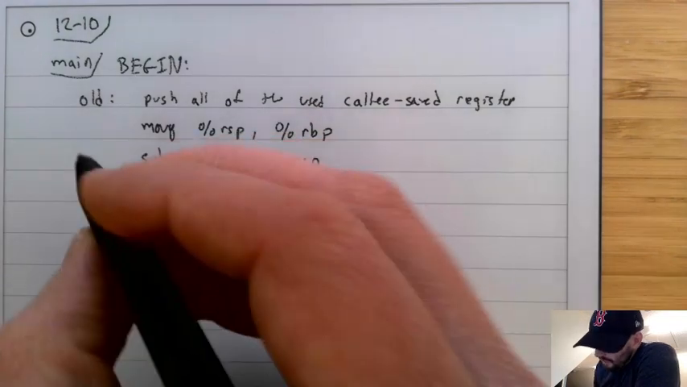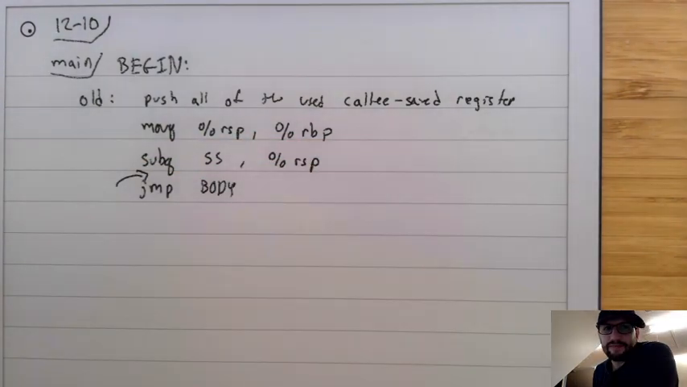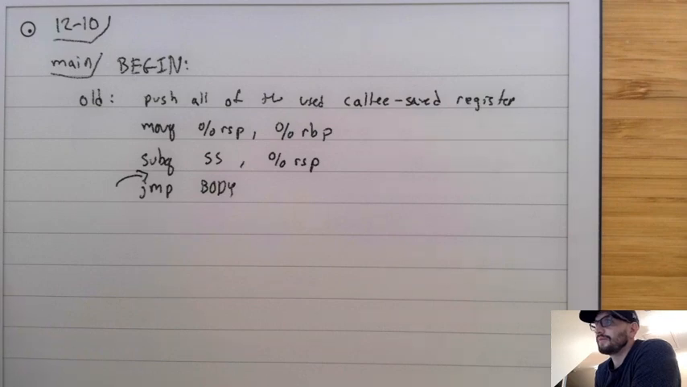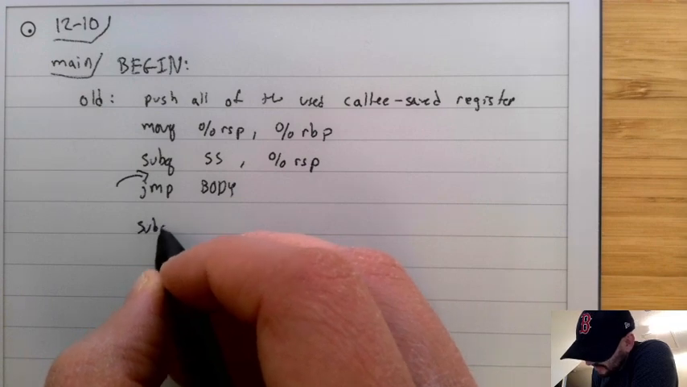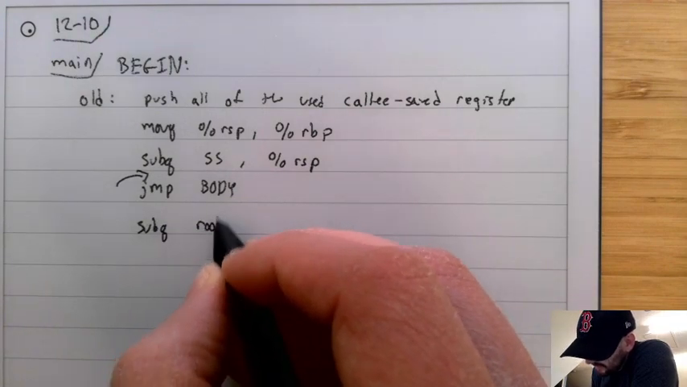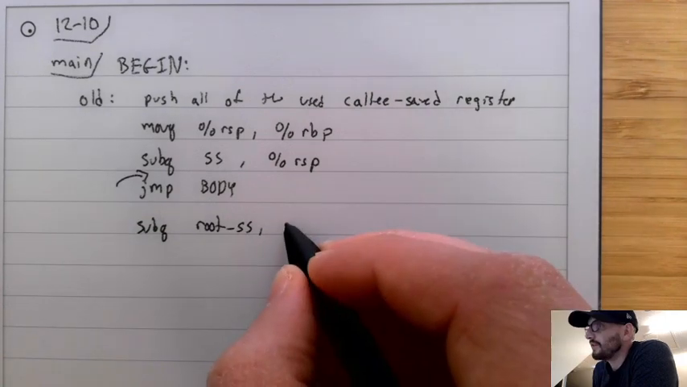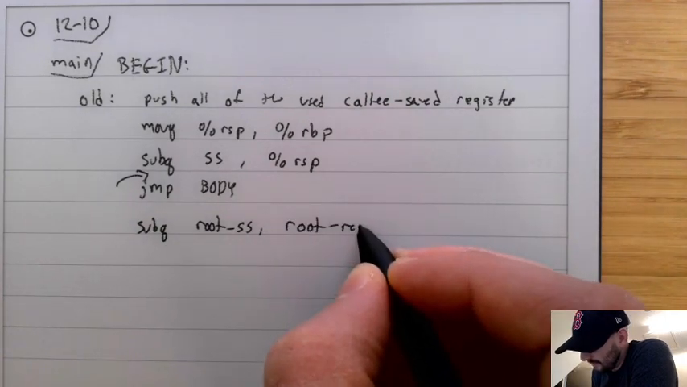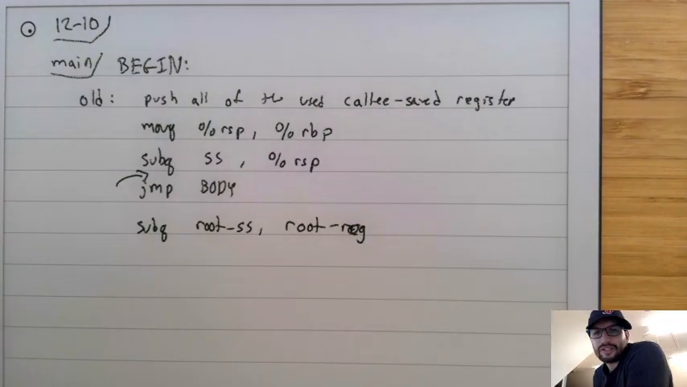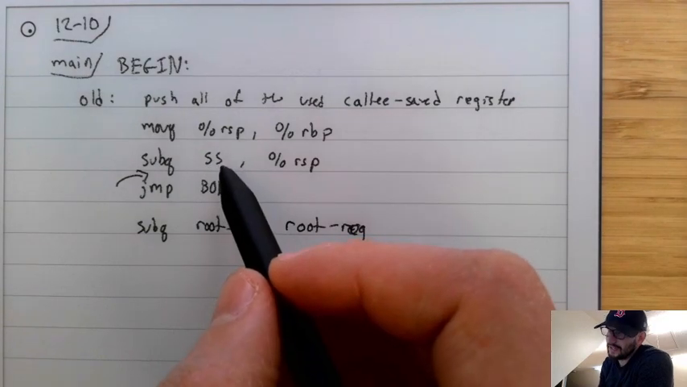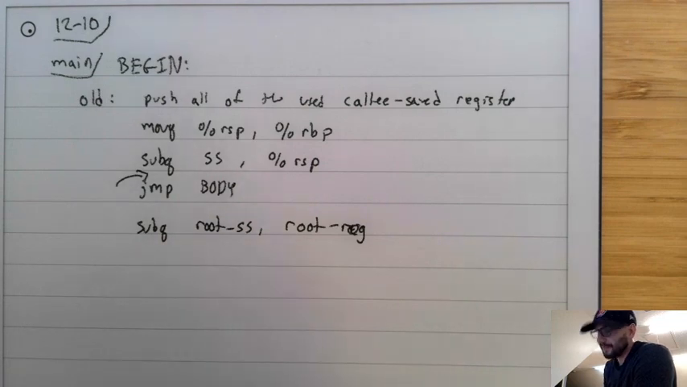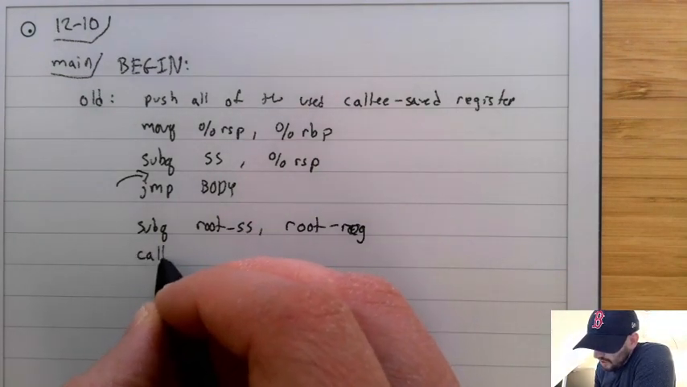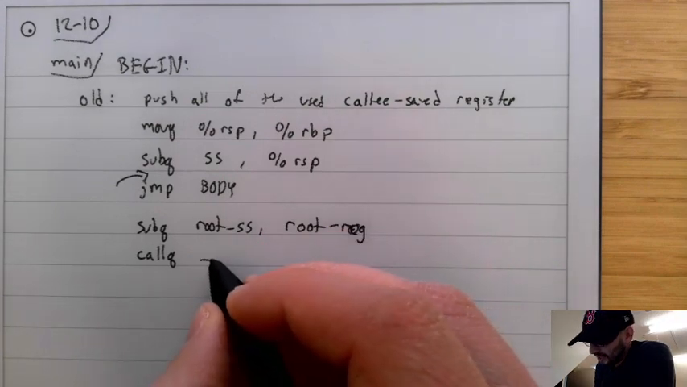Okay? What we're going to do is insert some new code right here prior to the jump. We're going to subq the root stack space from the root stack register, because now we have these two different registers that are basically like stacks, so we need to allocate the space for that. So this SS is how many normal variables there were, and this root SS is how many vector variables there were.